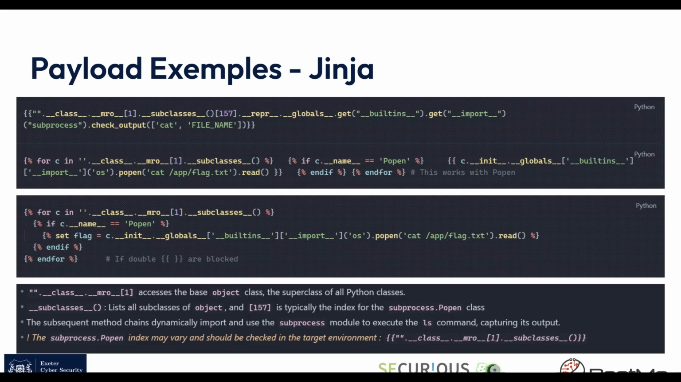How come? Because in Jinja, if you set a variable, you don't need the 2 curly brackets, even if it's within conditions. So this is a very, very, very useful filter bypass for Jinja if the filter blocks double curly brackets. And the quick explanation of what I just said before, MRO is the base object, not the God class, but the base object class. And here you open the subclasses, and 157 is the popen class most of the time. Here you can also use the second method where you just check the name, and then you dynamically import it and use subprocess to execute the ls command.